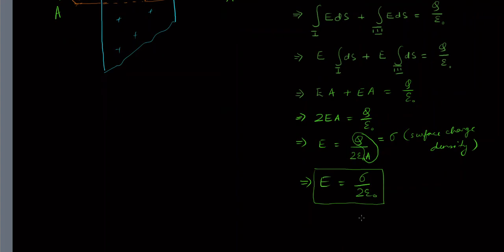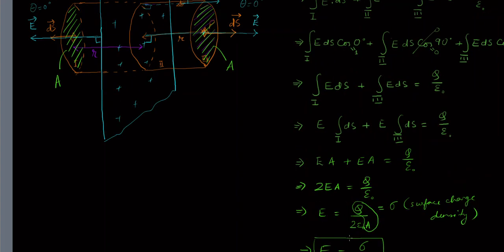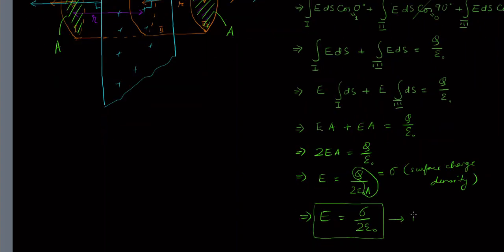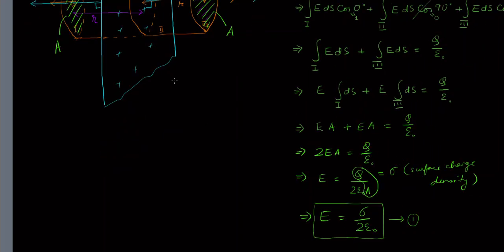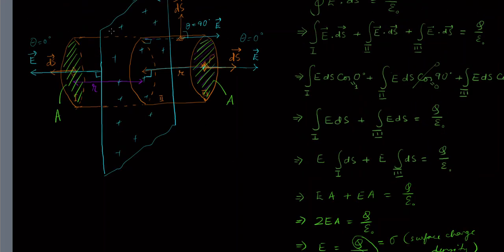Interestingly, do you see any r out here? Just look at this equation. Call this equation 1. Does E depend on r? Does it depend on the distance? Look at the diagram. It does not depend on the distance. So it means that if this plate is an infinitely large plate, the electric field will be constant. It will not be depending on any distance.